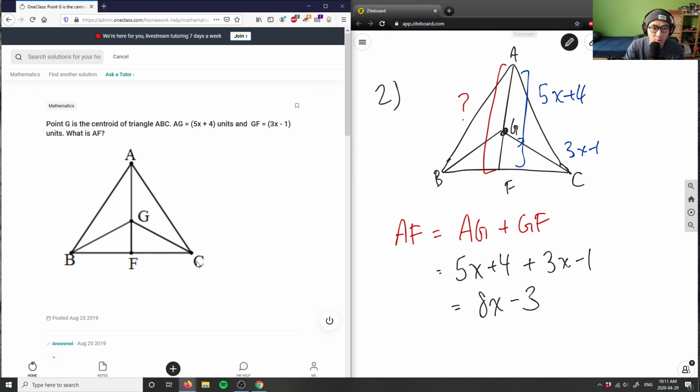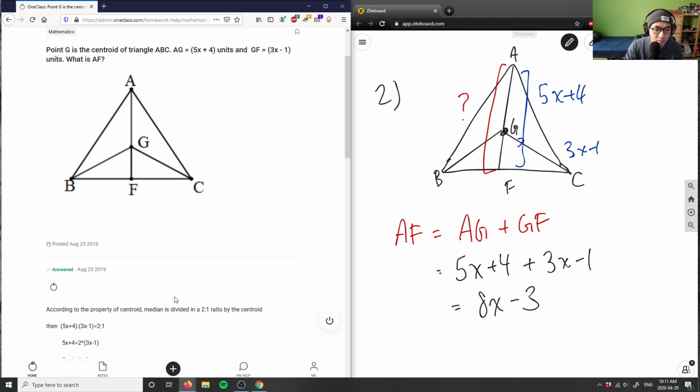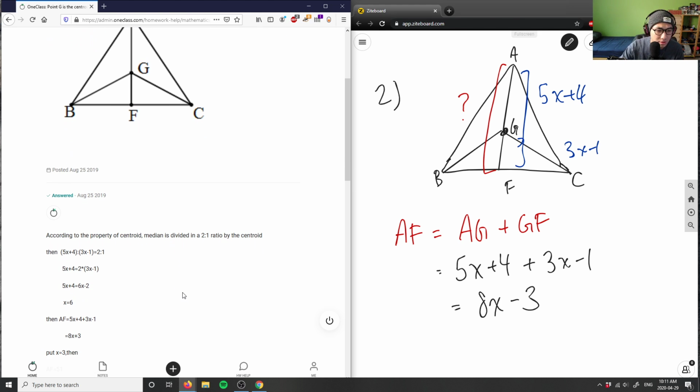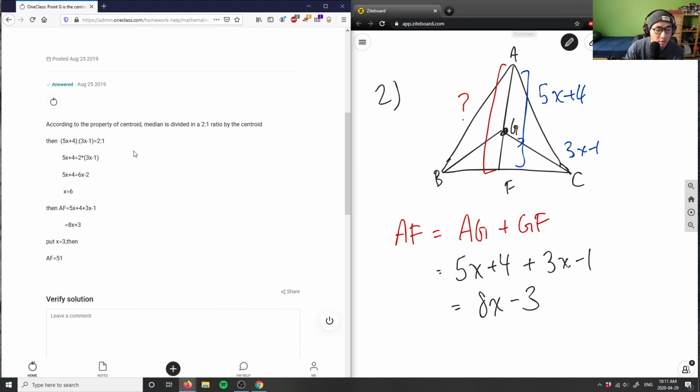Do they want us to solve for x or just give you this here? Let me just check the solution for a sec. So it says, according to the property of centroid, the median is divided 2 to 1 by the centroid. Yeah, so this is correct as well.